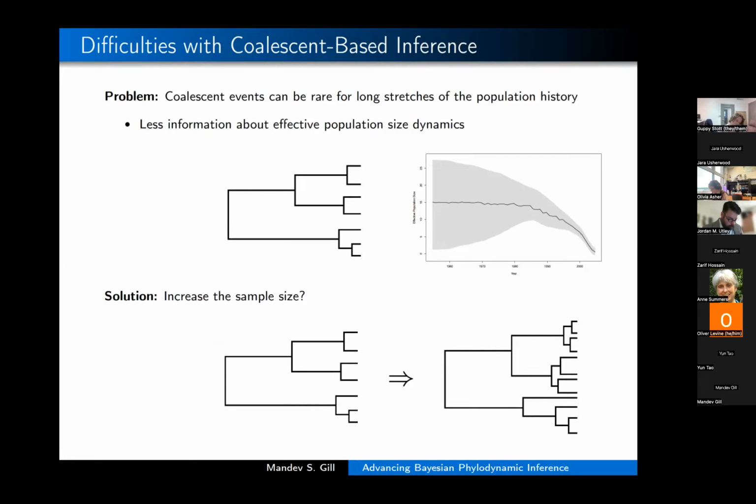So what can we do to mitigate this problem? Well, one idea is to simply increase the sample size, right? If you have a sample size n, you get n minus 1 coalescent events. It turns out that while this helps to some extent, unfortunately, most of the additional coalescent events that you gain from increasing the sample size tend to occur where we already have a relatively large amount of information.